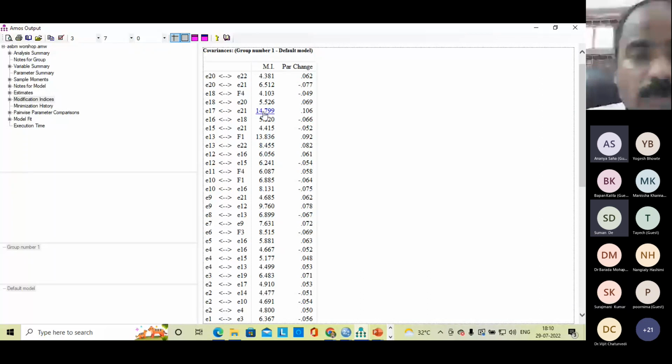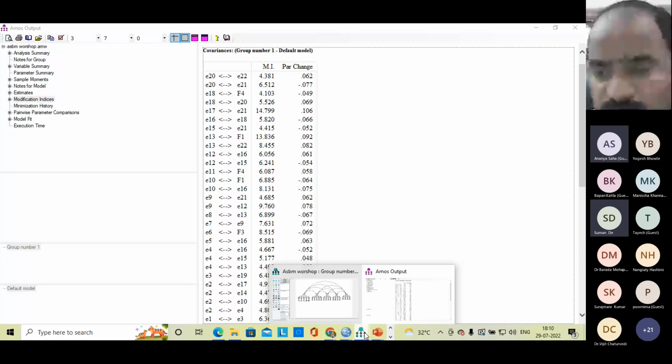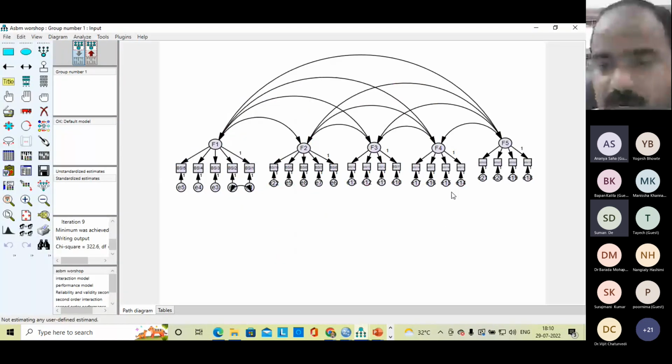E17 to E21, this is 14 point something. Now we need to see whether E17 and E21 are coming under one construct or not. E17, E21: no, it is not coming under one construct, so it cannot be correlated.